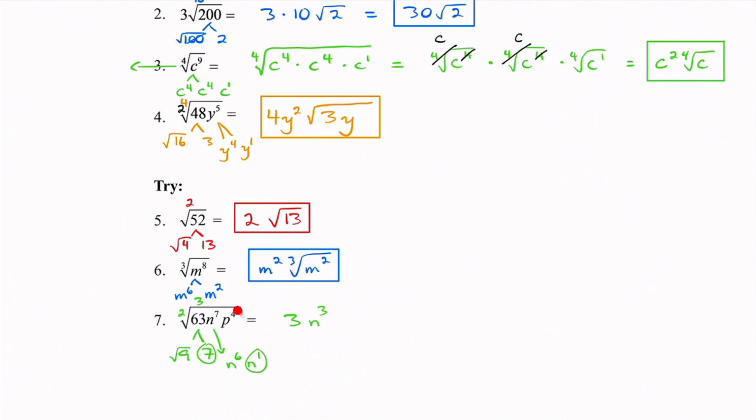And then the p to the power of 4, that one is already raised to a power that is divisible by 2. So 4 divided by 2 is 2. So I can put p to the power of 2 out front. And then I'm going to put my square root. And the 7 was stuck in there, and the n to the power of 1 was stuck in there.